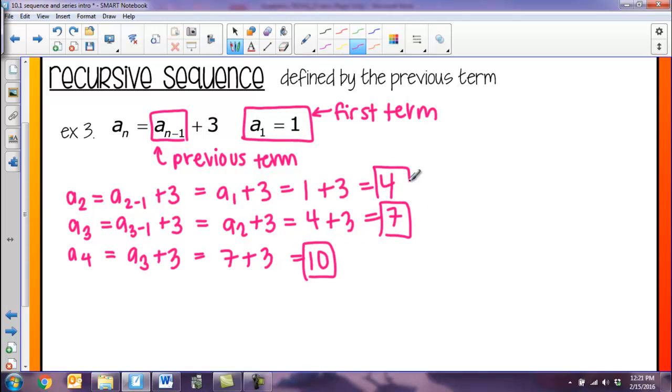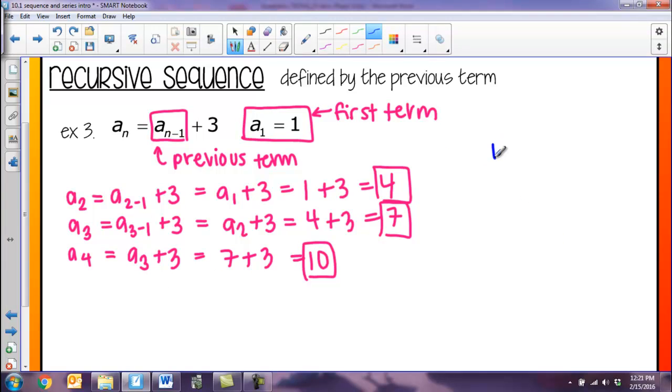Now the problem with a recursive sequence is it's really hard to find something like the 100th term, because you would have to know the 99th term. And in order to know the 99th term, you'd have to know the 98th term. So with recursive sequences, they're most useful when you know stuff about those.